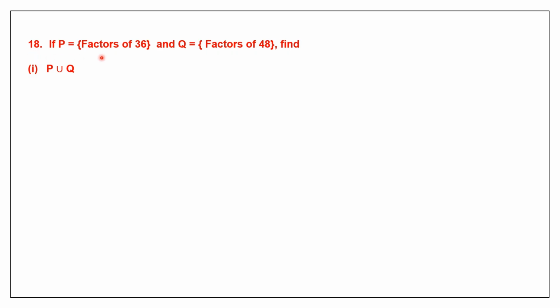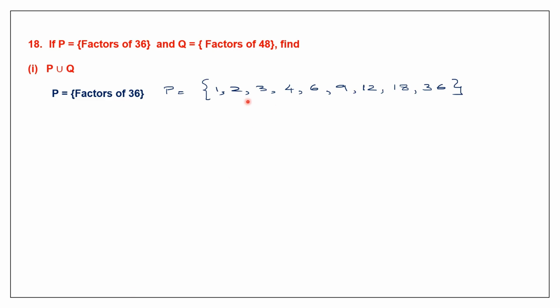Question 18. If P is equal to the factors of 36 and Q is equal to factors of 48, find P union Q. So first we need to find the elements of P and Q. So P we know are factors of 36. Now what are all the factors of 36? So let's write it all out. Now we have 1, 2, 3, 4, 6, 9, 12, 18 and 36. So these are all the factors of 36. So that means these are all the elements of set P.